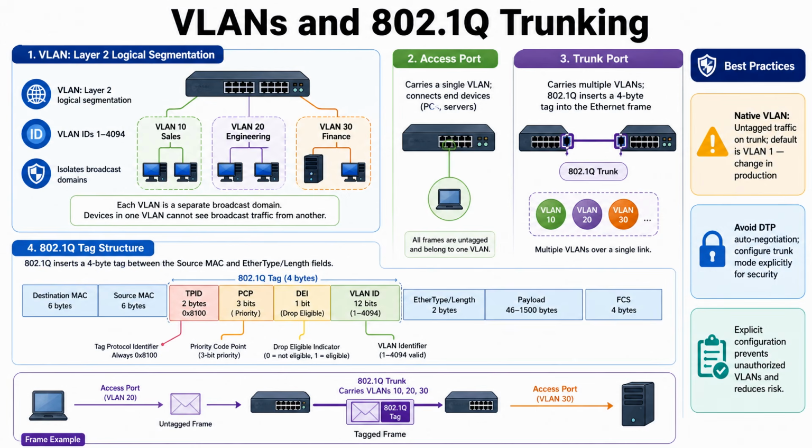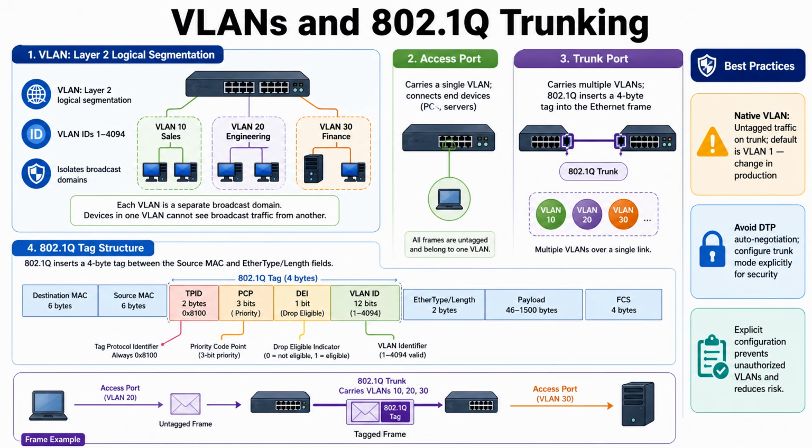Two security considerations that are absolutely worth burning into memory. The native VLAN on a trunk is the VLAN that carries untagged frames. Any traffic that arrives on a trunk without an 802.1Q tag is placed into the native VLAN. The default native VLAN is VLAN 1 on Cisco switches, and you should change it in production environments. VLAN hopping attacks exploit mismatched native VLAN configurations between two trunk endpoints to inject traffic into a VLAN the attacker shouldn't be able to reach.